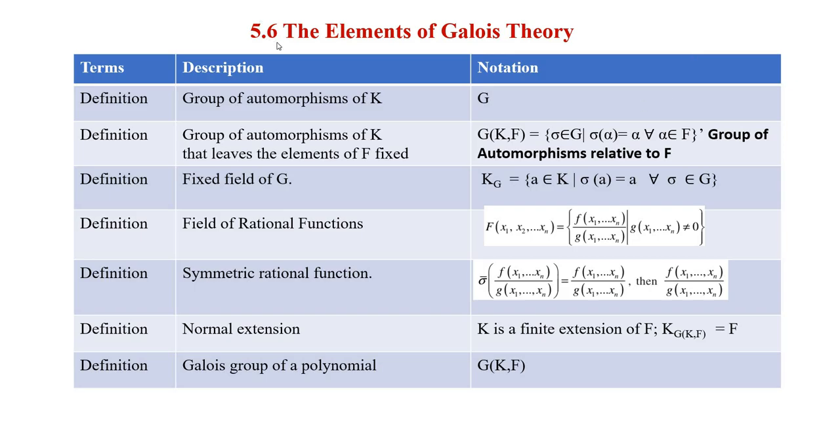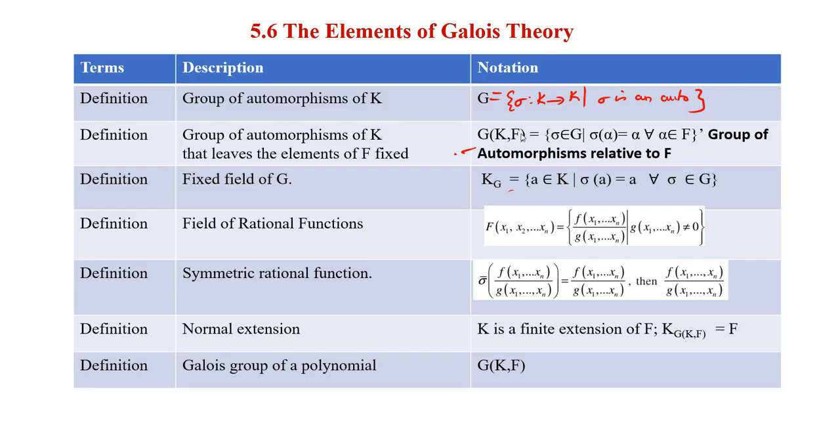Now, section 5.6, elements of Galois theory. There are nearly 7 definitions. The first one is the group of automorphisms of K. Just now I said that G means the collection of all automorphisms. G is the collection of all automorphisms from K to itself, where sigma is an automorphism. Simply in words you can say this, or in notation this is how you denote it. So G stands for just automorphisms.